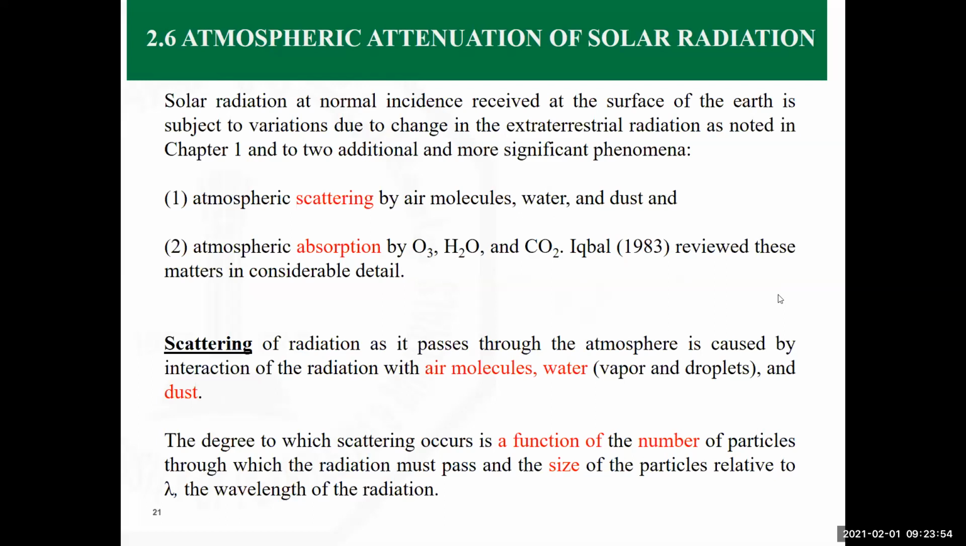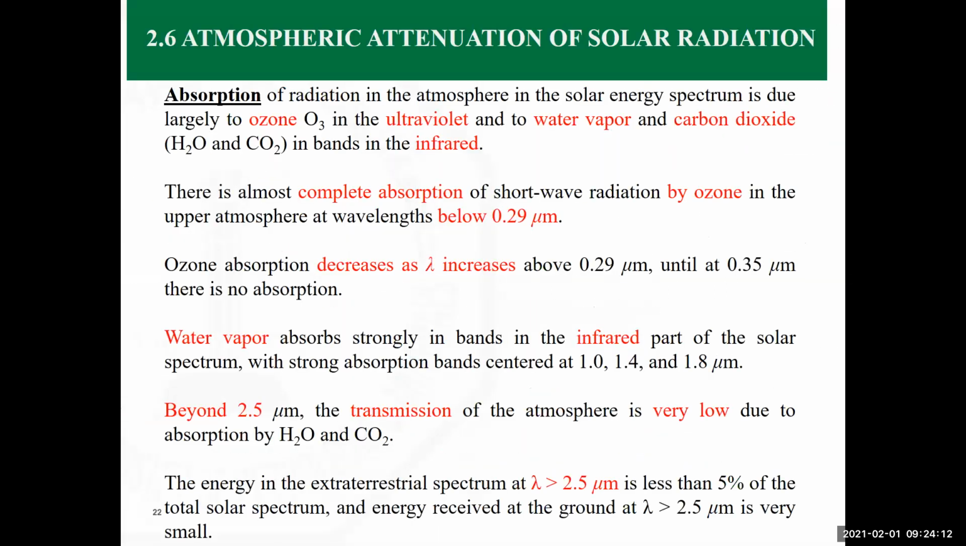The scattering is a function of the number of particles through which the radiation should pass and the size of the particles compared to the wavelength of the radiation which is falling. Absorption and scattering: scattering, we have seen, can be done by the dust particles suspended in the air, while absorption can occur by some of these gases.